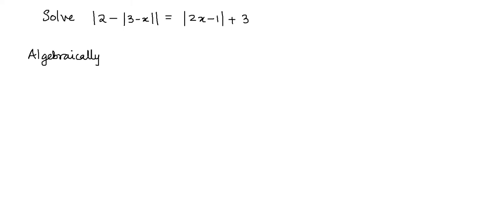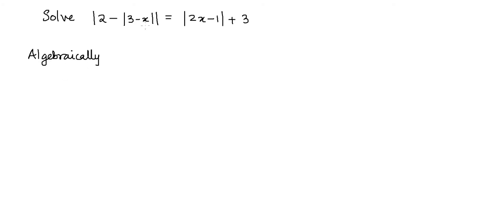Hello friends, let us try to solve this absolute value equation. The absolute value of 2 minus the absolute value of 3 minus x closed equal to absolute value of 2x minus 1 plus 3. If we try to solve this algebraically, we'll have to consider different cases.